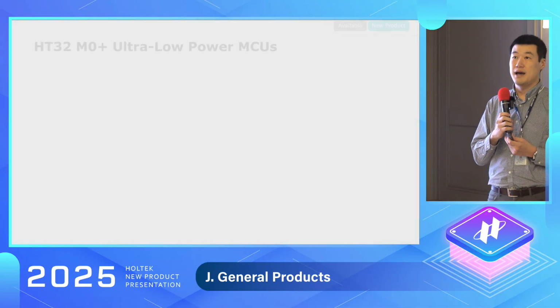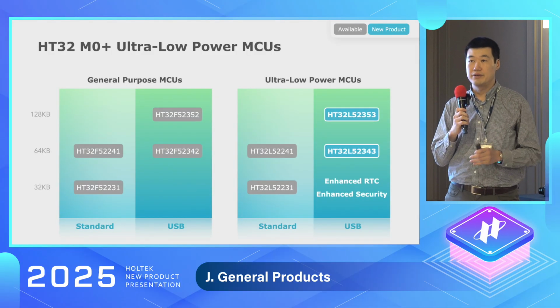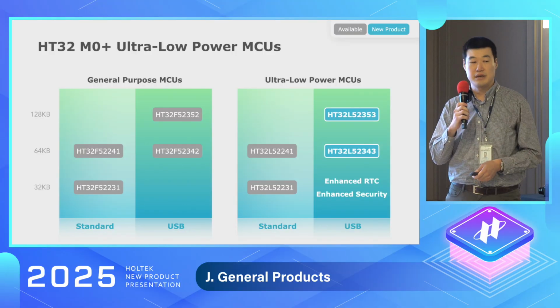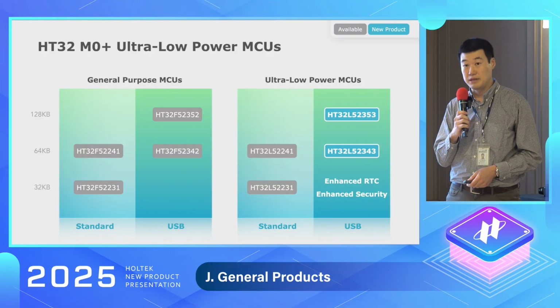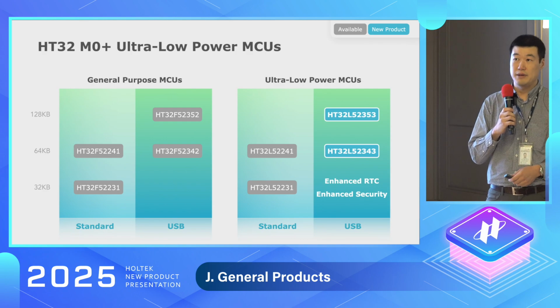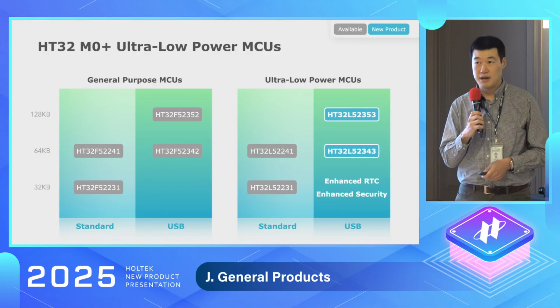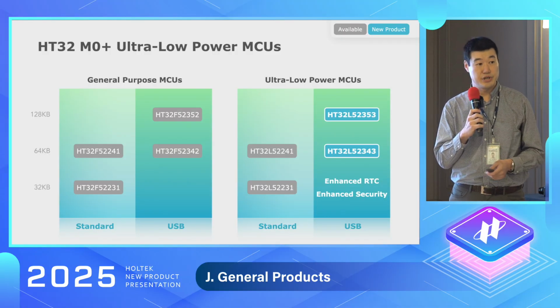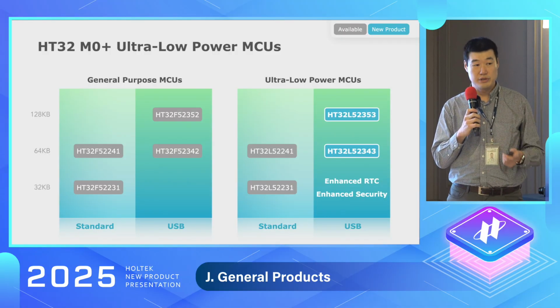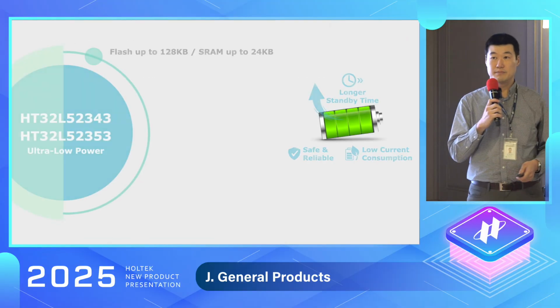So this year we have 2 new products. Look at your left-hand side. This is our standard 32-bit MCU family. Right-hand side, we extend our product family. This year we have 2 new products. We enhance the real-time clock. We enhance the security IP, and we add USB port. Let's look into the product feature.